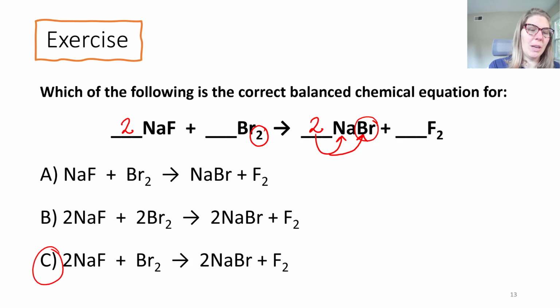Then I look at my sodiums and say, hey, that 2 distributes through to my sodiums, but also to my fluorines. So even though my sodiums are perfect now, my fluorines just went from 1 to 2. So let's double check on the product side. So now I have 2 fluorines on the reactant side. And would you look at that, smiley face, you have 2 fluorines on the product side.